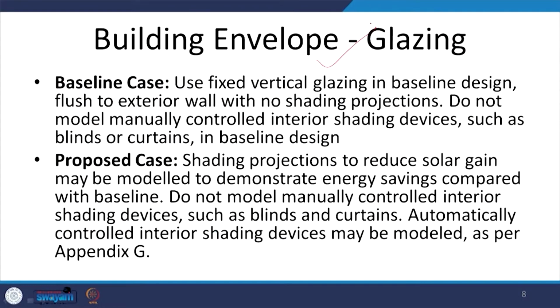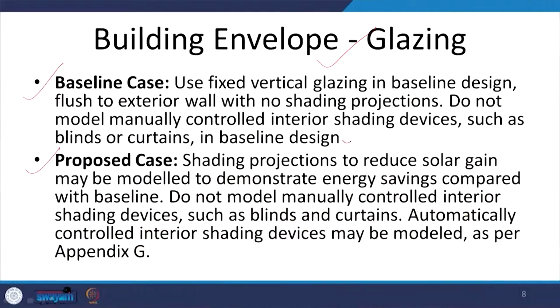If you are talking about building envelope glazing, there are several factors. As far as the material is concerned, the U value and SHGC will be taken as per the standard in the base case, while in the proposed case it will be what is proposed as per the specification. However, when we are talking about shading devices and projections, no shading device will be incorporated in the baseline case, because it is a passive design strategy and it will be used in the proposed case as it is going to be designed.